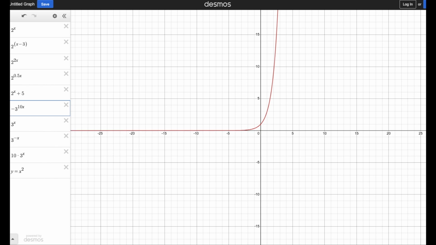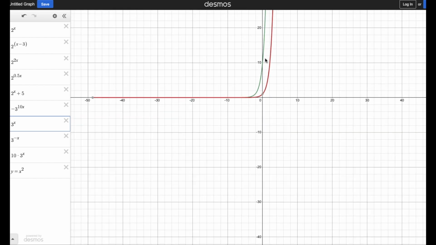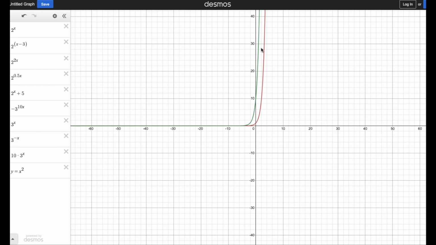Okay, then let's look at 3 to the negative x. You can see that's a reflection in the y-axis. And then if we have a constant, 10 multiplied by 3 to the x, that is a vertical stretch by a factor of 10. So this point at 0, 1 becomes 0, 10. You've multiplied that y coordinate by 10. If you look at another point, let's say 1, 3, we'd need to go up to 30 to get that point 1, 30.